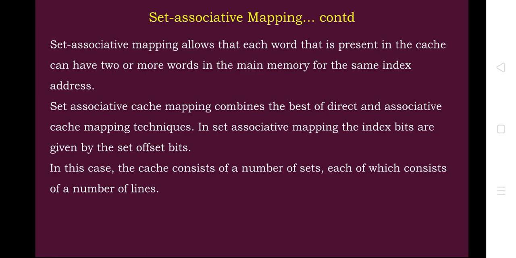In this case, the cache consists of a number of sets, each of which consists of a number of lines. As I told you before, every line consists of one address. So one line of address contains a number of sets. That means if we access one line and the data is not available in one set, it may be available in another set.